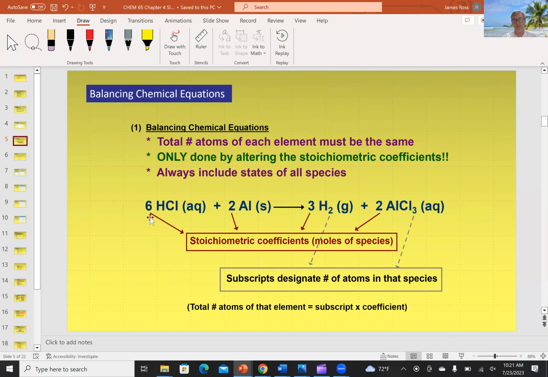But if we count now, we have 6 hydrogens on the left. 3 multiplies the 2, we have 6 hydrogens on the right. We have 2 aluminum on the left. The 2 multiplies the aluminum, we have 2 aluminum on the right. The 2 also multiplies the chloride, so we have 6 chloride on the right, and that's matched by the 6 chloride on the left. So there's no way of changing these coefficients to make them balanced and not have a fraction. So again, it's an iterative process, and my students will have some homework to practice this.